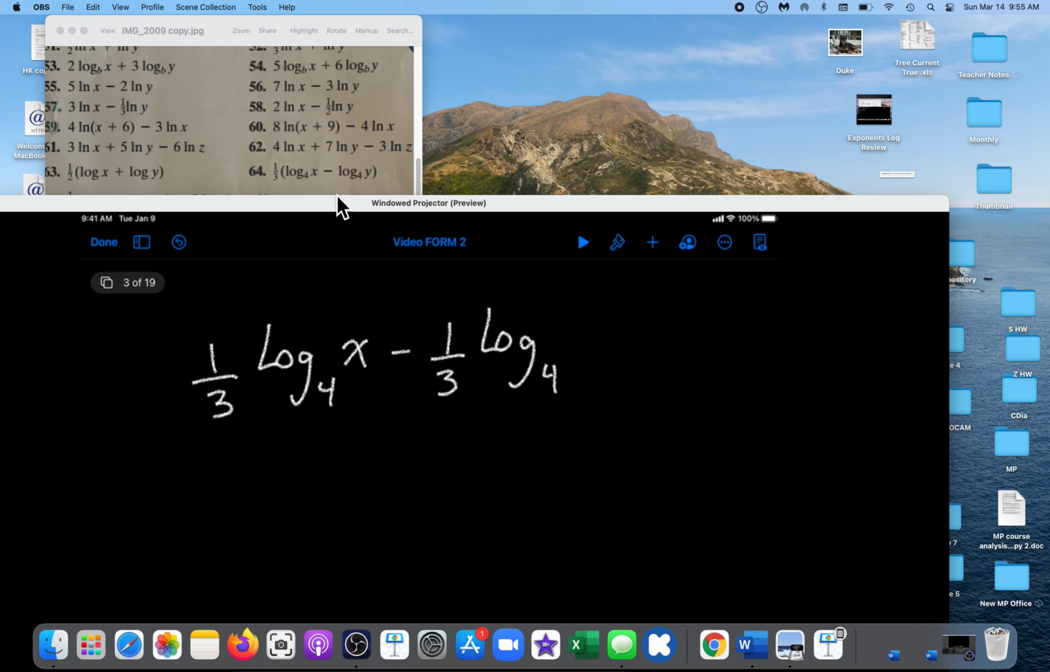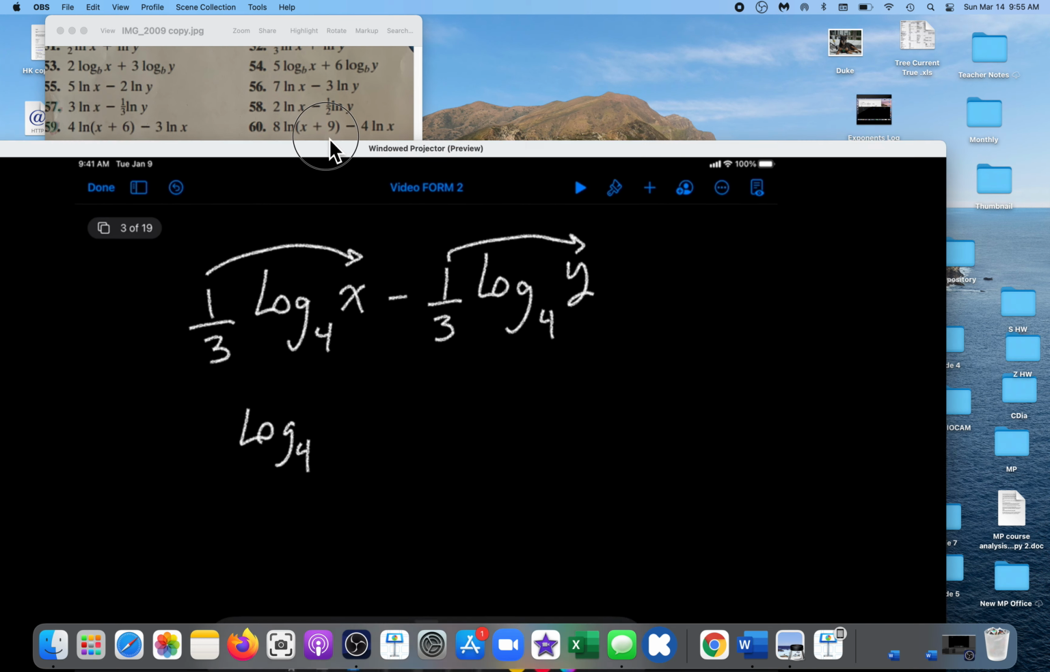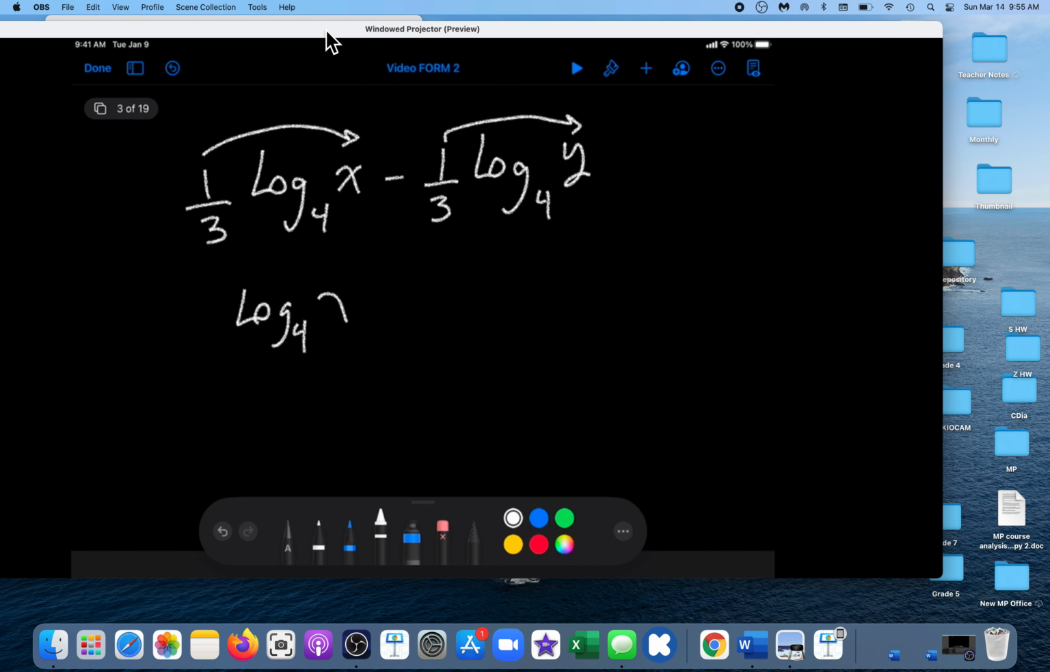Okay, 1/3 log to the 4th of y. Now, what do we know how to do from here? We know how to bring this up. So now you have log to the 4th x to the 1/3 minus log to the 4th y to the 1/3. You have a minus sign.